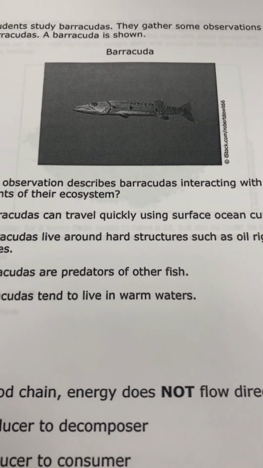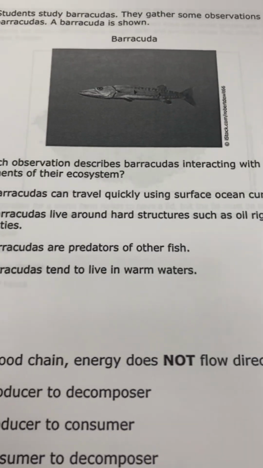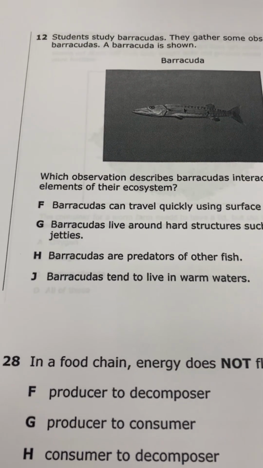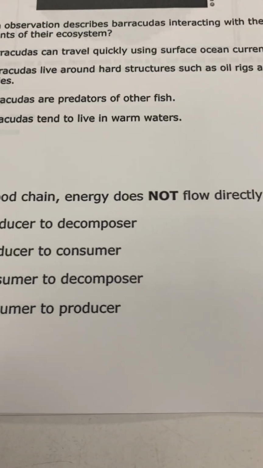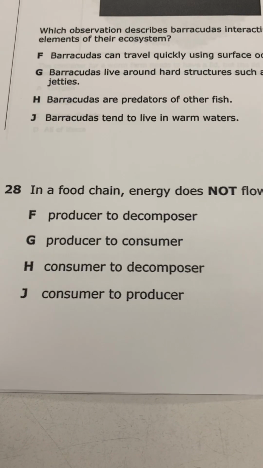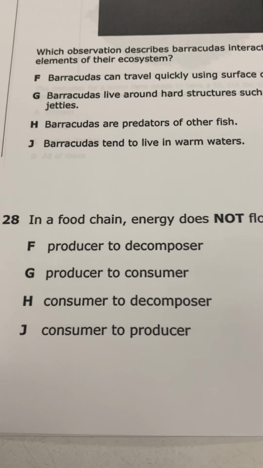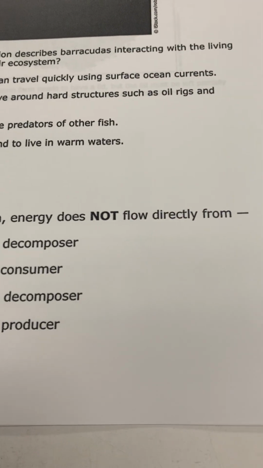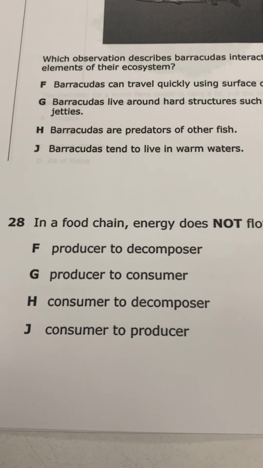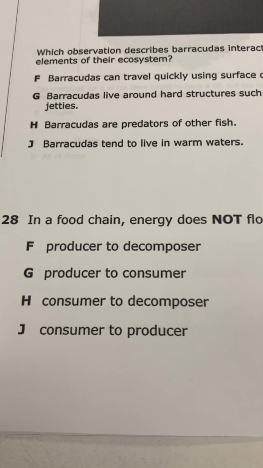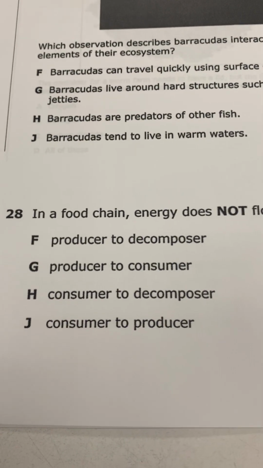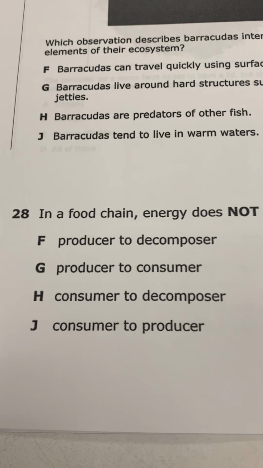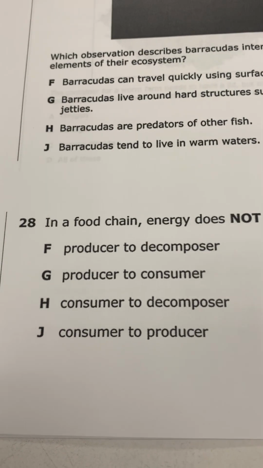Which observation describes barracudas interacting with the living elements of their ecosystem? All right, number 28. In a food chain, energy does not flow directly from... So in a food chain, energy does not flow directly from F, producer to decomposer, G, producer to consumer, H, consumer to decomposer, or J, consumer to producer.